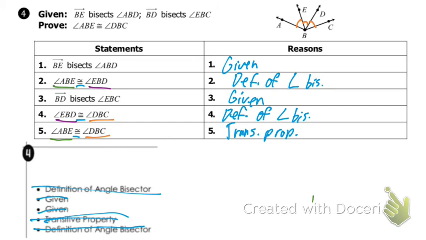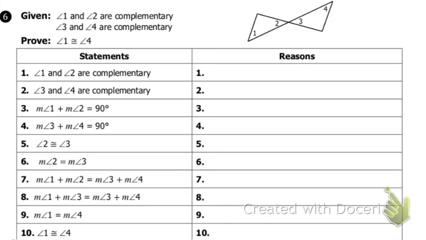Okay, we are going to skip number 5. Okay, and we're going to do number 6. Angle 1 and angle 2 are complementary. Angle 3 and angle 4 are complementary. Ryan, what's one of the things we can fill in right now? Given. Okay, number 1 is a given. What's our other given? Number 2. Now in number 3, we have measure of angle 1 and measure of angle 2 equal 90 degrees. Do we see words that might support this earlier? Where do we see that? Step 1 or step 2?